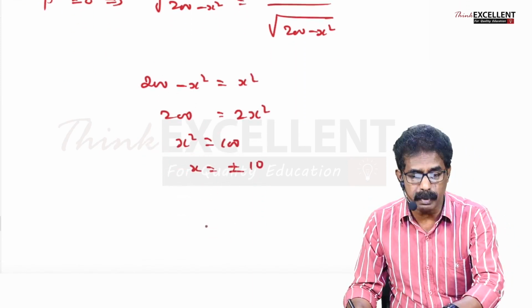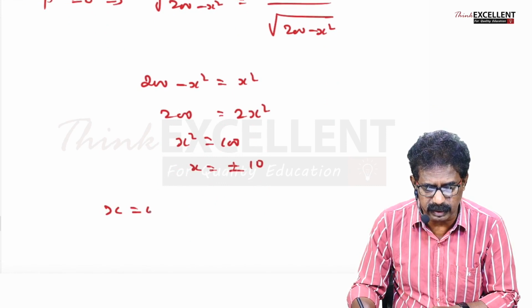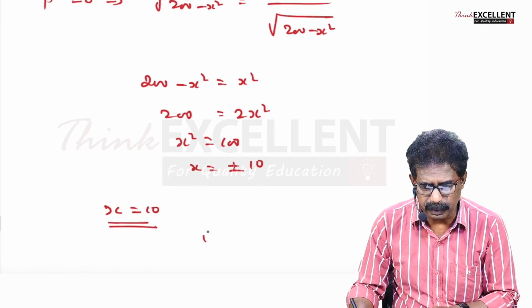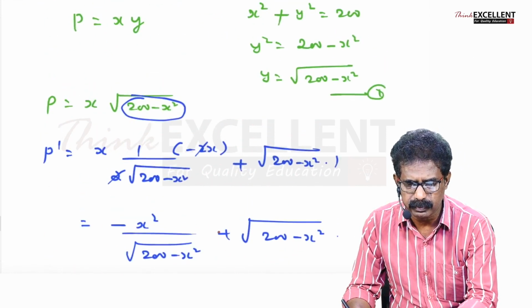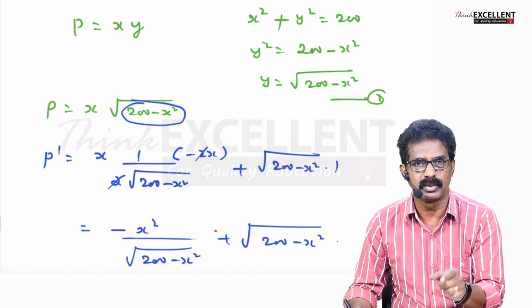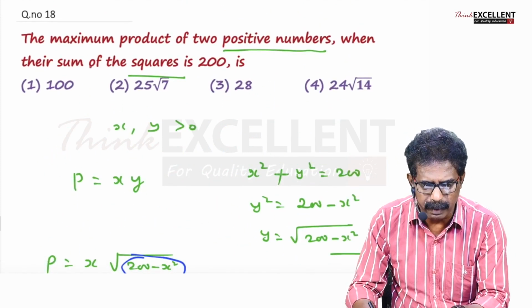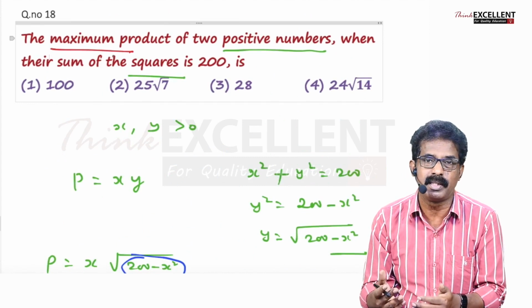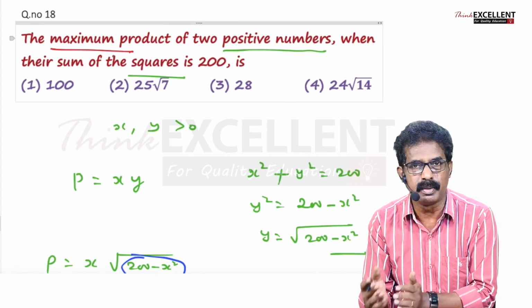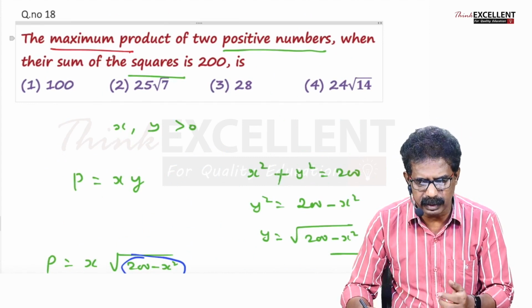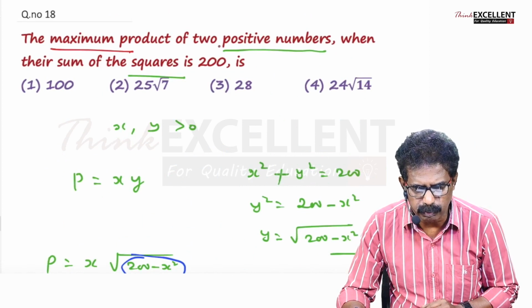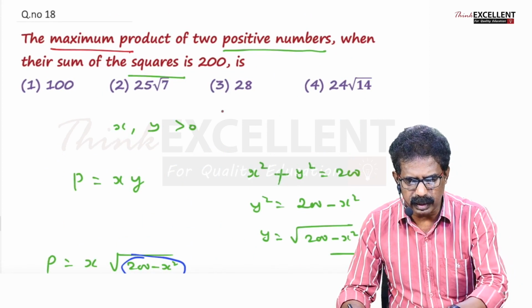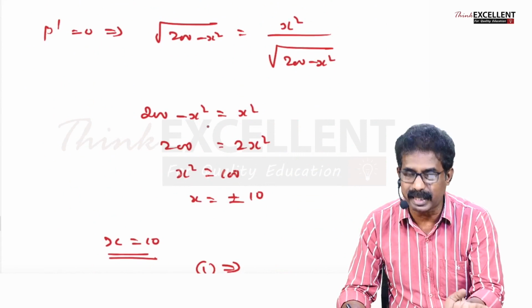But they said it is a positive number, so you take x equal to 10. Here only one answer you are getting, no? So definitely it should be maximum only. When you get more than 1 point, 1 gives maximum, 1 gives minimum, right? You have to put in the second derivative, but here no need to waste time. We are taking 2 positive numbers, you are getting one negative, so you can leave that one.